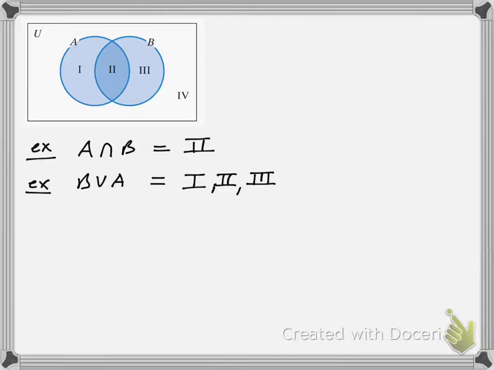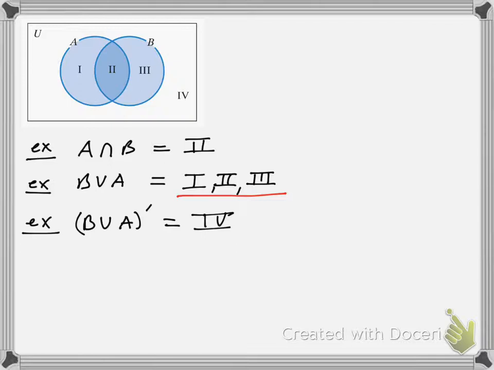And then what would be B union A complement? Well, that would be everything outside of B union A, right? Complement means outside, but in the universe, B union A. So this is B union A, so everything outside of that would just be what? Region 4. Okay, hopefully you're getting a picture of how this works.